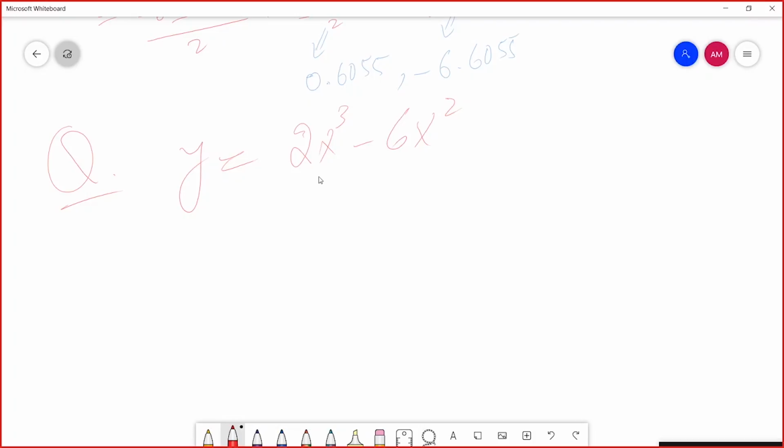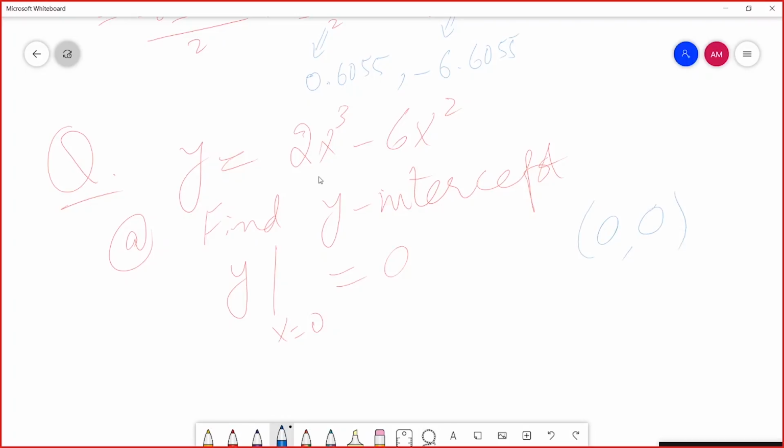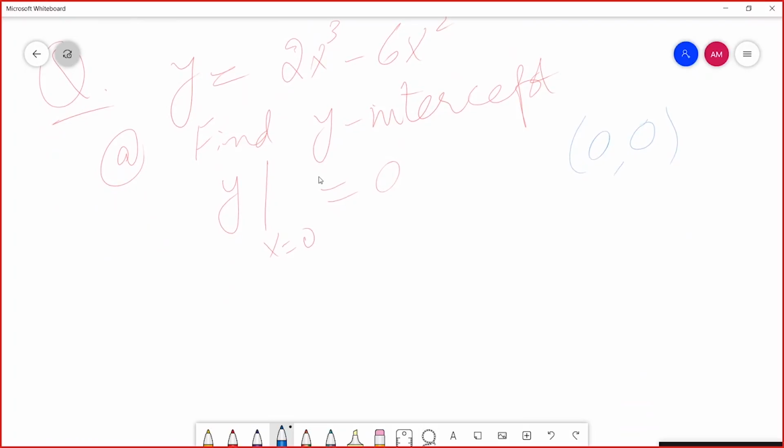So first of all, the first part, find the y-intercept. How to find that? You have to make it so that x is equal to 0. So what would be the y-intercept? y at x is equal to 0 is 0. So the y-intercept is 0, so it is going through the origin. Okay, good.